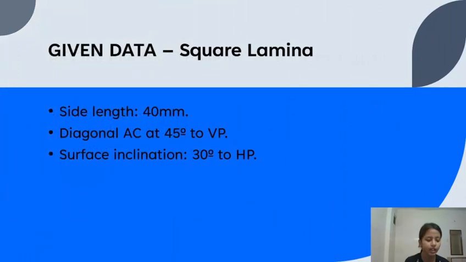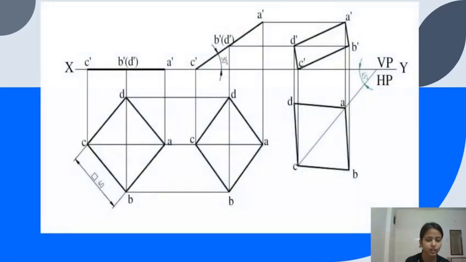So the given data is a square lamina ABCD with 40 mm sides. Diagonal AC appears at 45 degree to the VP. Sides BC and CD make equal inclinations with HP. The surface of the lamina is inclined at 30 degree to HP. So here is the solution.